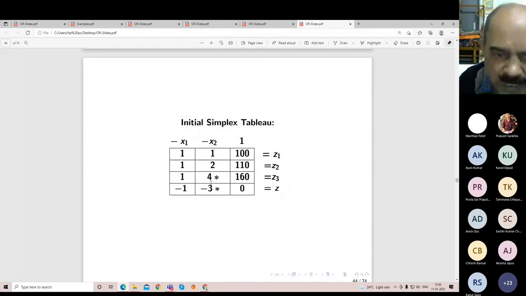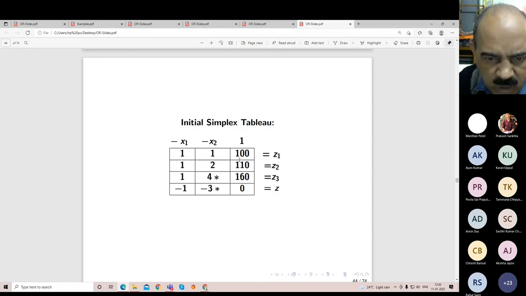In case you find -1 instead of 1, -2 instead of 2, and -4 instead of 4, we conclude that the problem is unbounded. Here, we are not concluding anything because all three are positive.